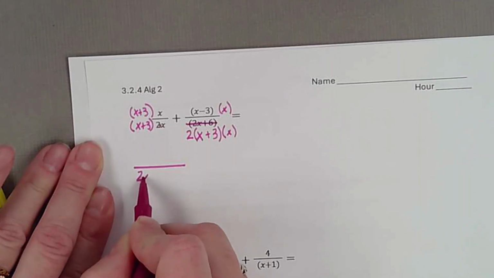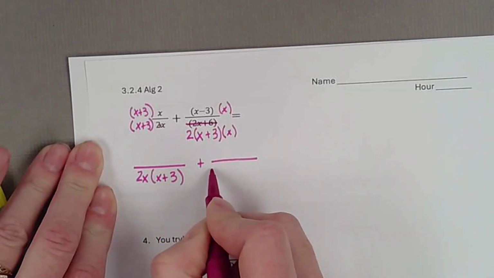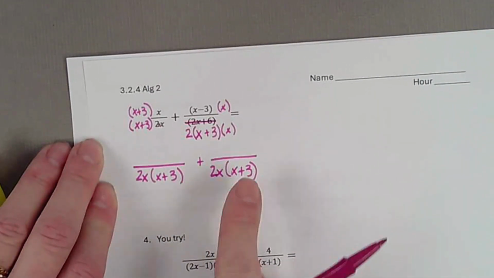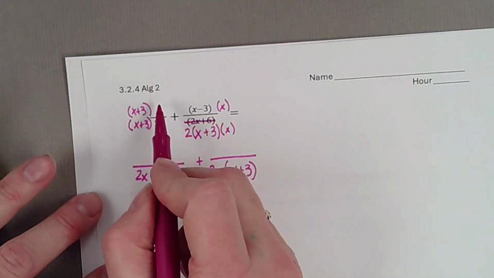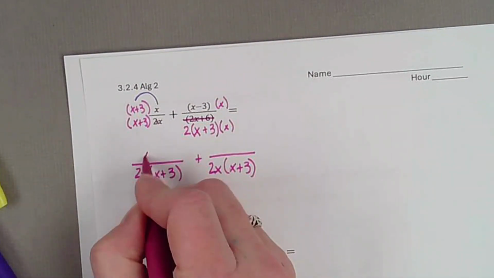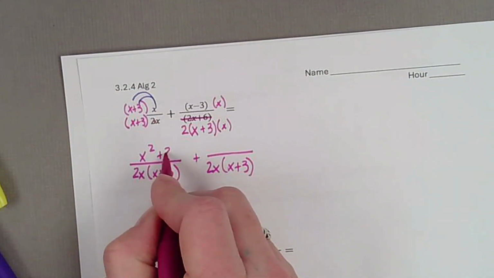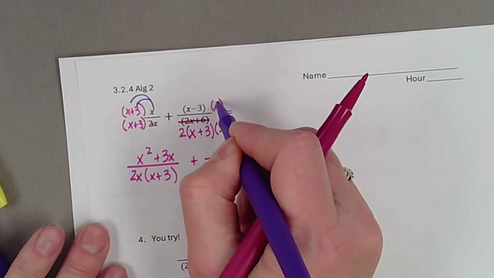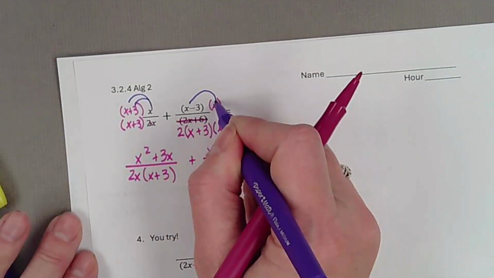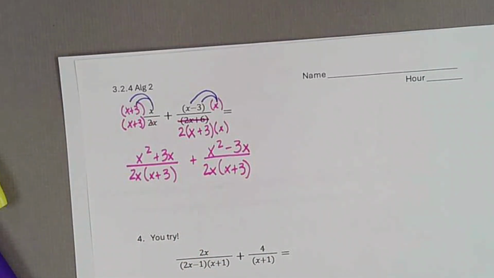I'm going to put the 2 and the x first and the x plus 3 last. Same here, I'm going to put the 2 first, I'm going to move the x to the front and the x plus 3. Again, it doesn't have to be in the same order, but I just like when it's in the same order. Then I can do my distribute. X times x, I've got x squared. X times 3, I have 3x. X times x, x squared. X times negative 3, I have negative 3x.